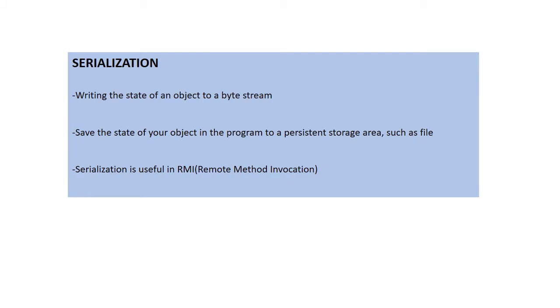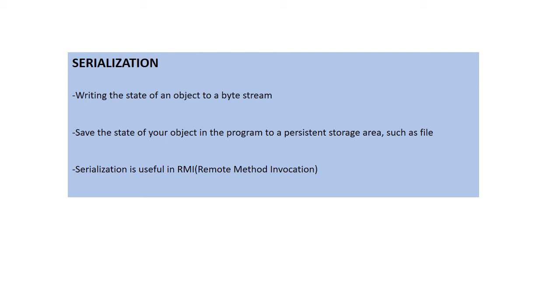Object serialization. Serialization is the process of writing the state of an object to a byte stream. This is useful when you want to save the state of your object so that later we can use it. Or if you want to save the state of your program to a persistent storage area, let it be a file, so that at a later time you can restore these objects by using the process of deserialization.